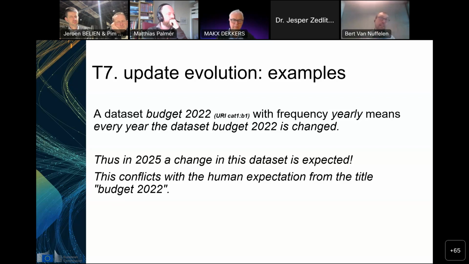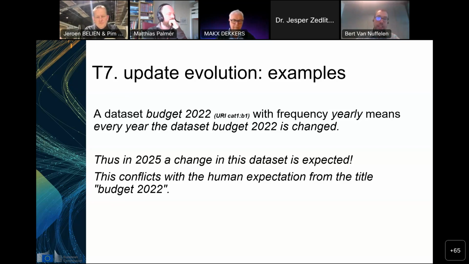So you expect in 2025 an update to this data set. And that, of course, conflicts with the title and the expectation that you say budget's 22. So you have to be aligned. Normally, we should be aware of that as metadata experts.